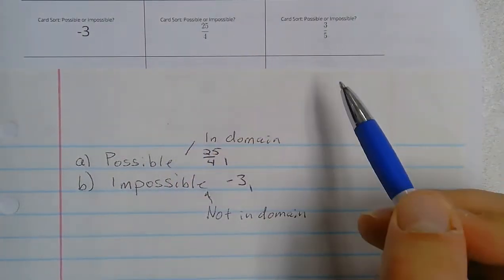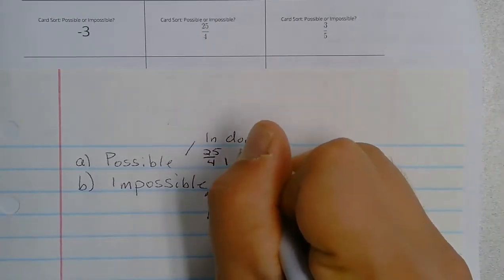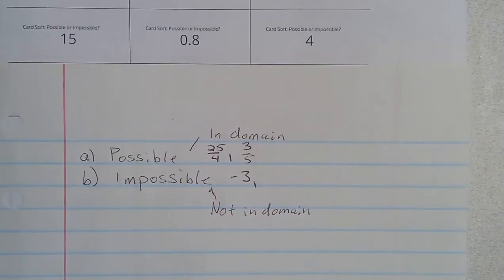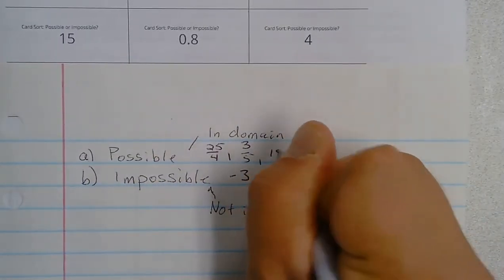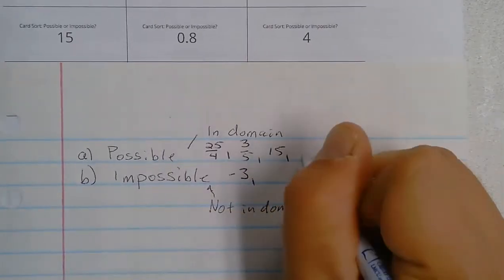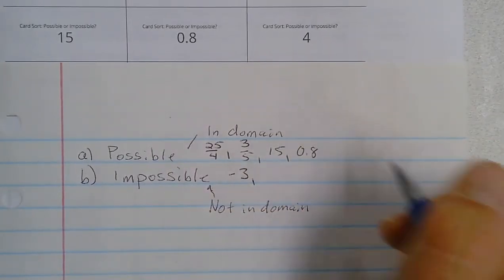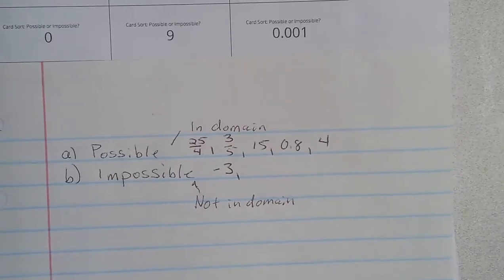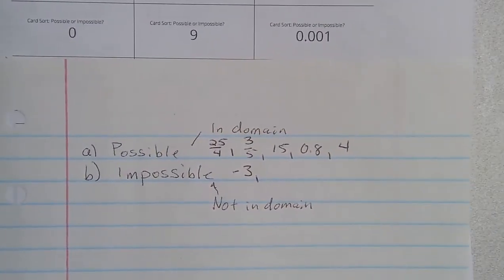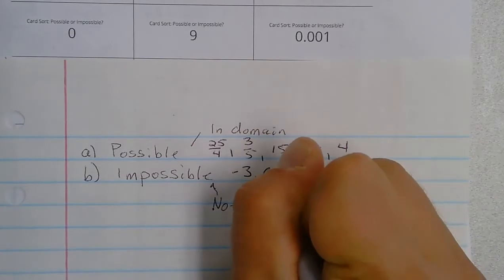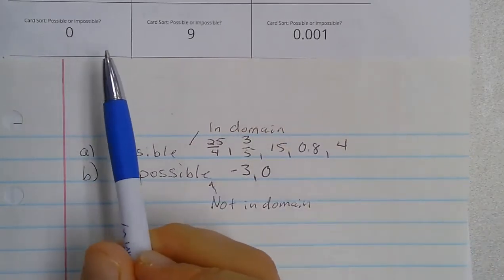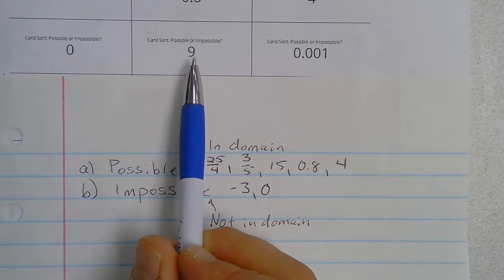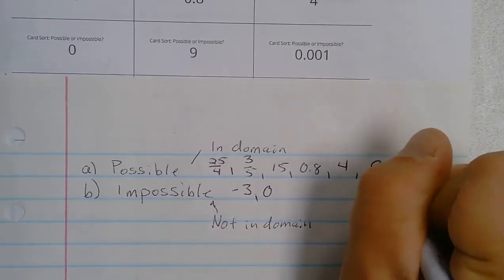What about 3/5 of an inch or centimeter? Yeah, that's okay. 15 centimeters? Sure. 0.8 centimeters? I mean, it'd be hard to cut, but yeah. 4 centimeters? Yep, no problem. 0 centimeters. Technically, to make a square, you'd have to have a side length. So I'm going to put that as impossible because that wouldn't actually make a square. What about 9 centimeters? Yep.